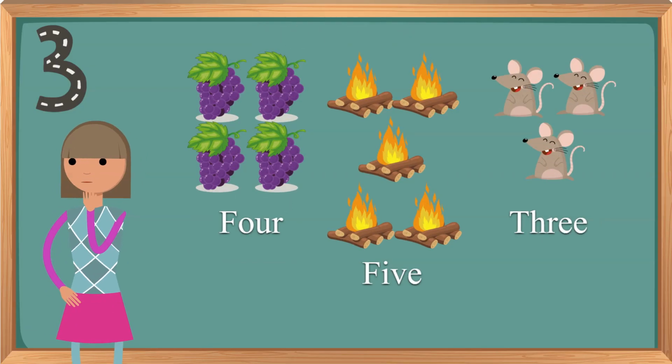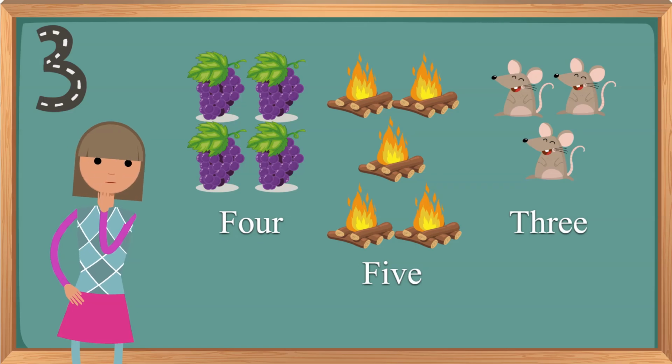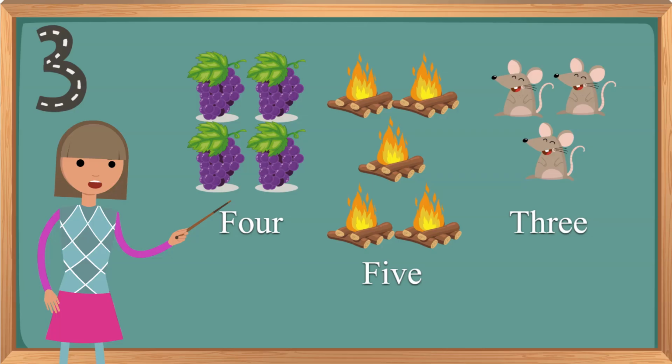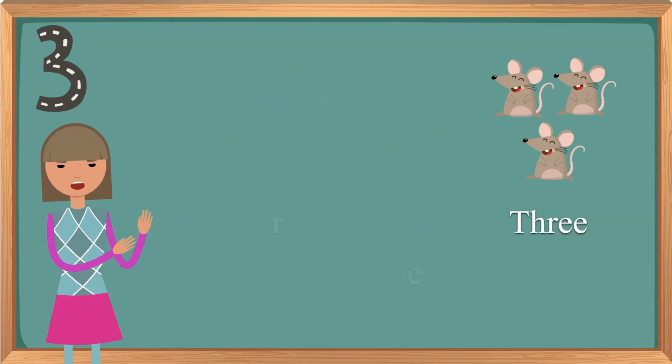Now, where can you count 3 things? The fire. 1, 2, 3, 4, 5. No. Yes, 3 mice.